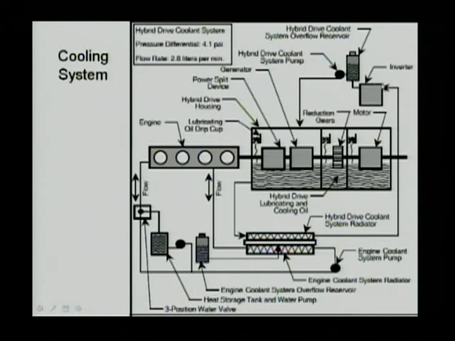So the cold liquid goes to the power electronics and cools them down to a pretty good temperature, and then it moves to the system overflow reservoir. After that, you can see the hydraulic drive coolant system pump. So there is a pump to pump the coolant out, and it injects the coolant into the electrical motor and the gear cooling system part. And after that, it comes out at the bottom left of the motor system, and it goes to the radiator.